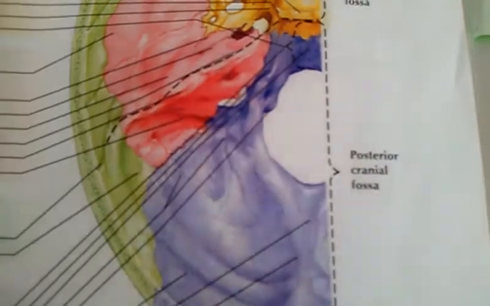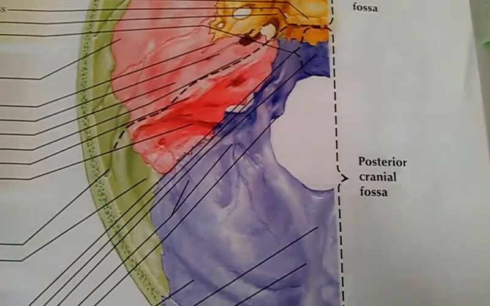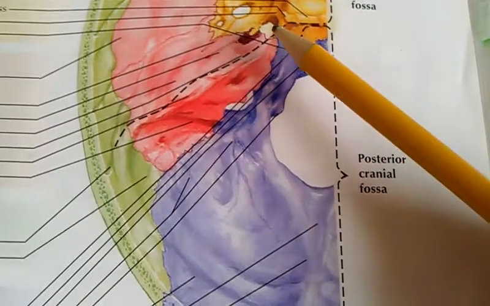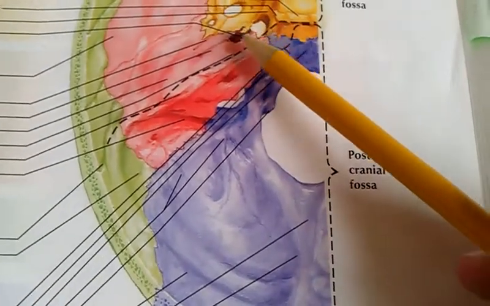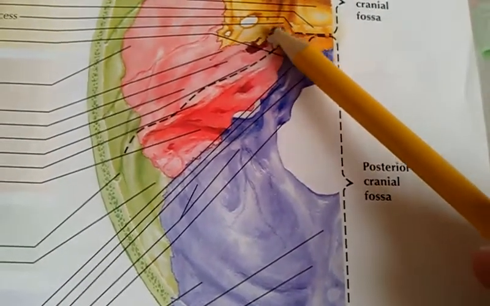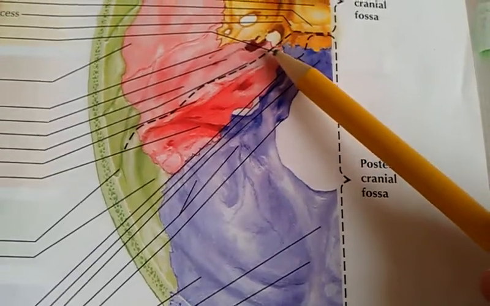Other important structures on the posterior cranial fossa is the jugular foramen. The borders are jugular notch of occipital bone and dorsal margin of petrous part. And we have also foramen lacerum here, a carotid canal in here, and this is foramen lacerum. The borders are the sphenoid bone, petrous part of temporal bone, and occipital bone.